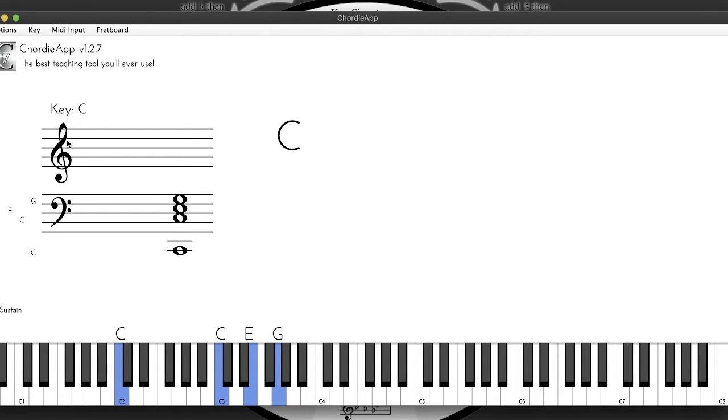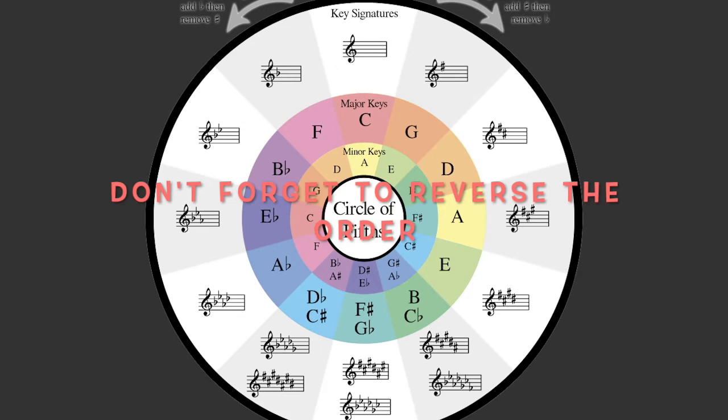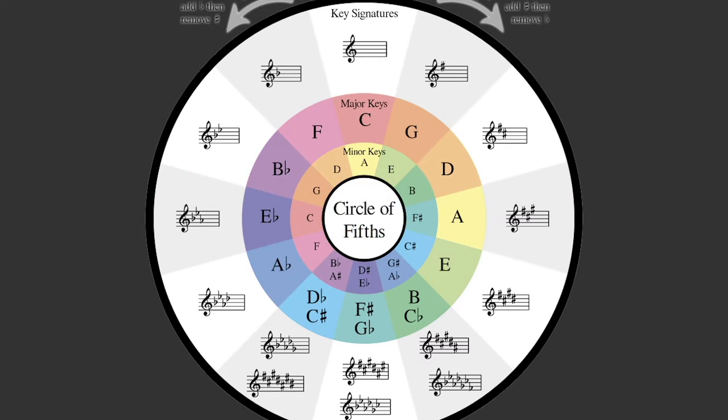Then we move backwards through the circle of fifths. So we're going to start on the C, but we're going to go to the left this time. F, B flat, E flat, A flat, D flat, G flat, B, E, A, D, G, C. So this is a good exercise. This is an inversion exercise, and I suggest you start it on C.